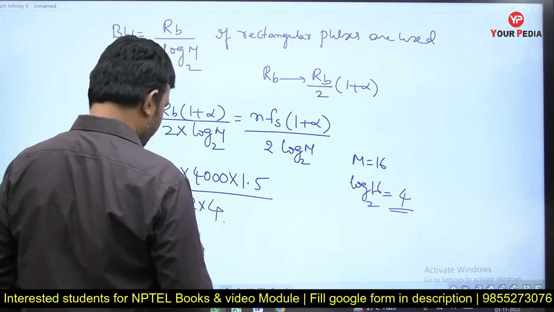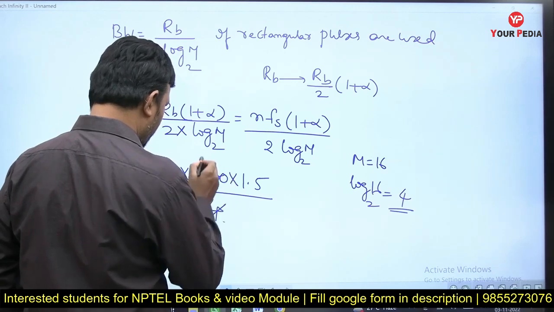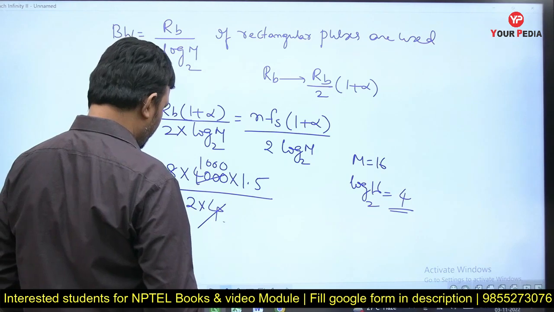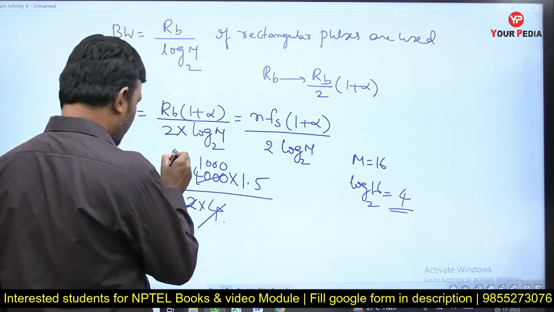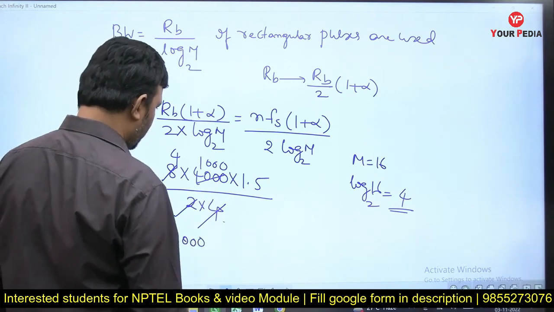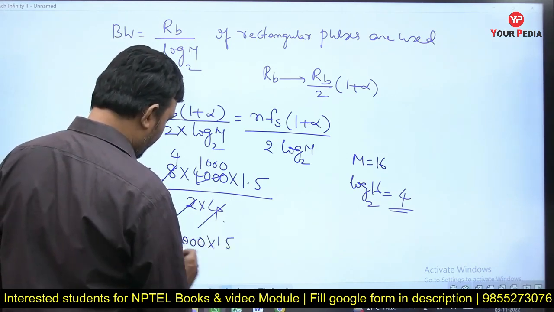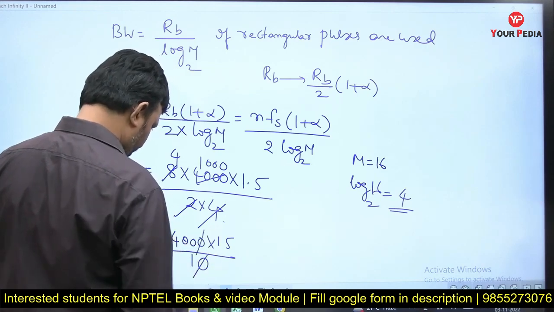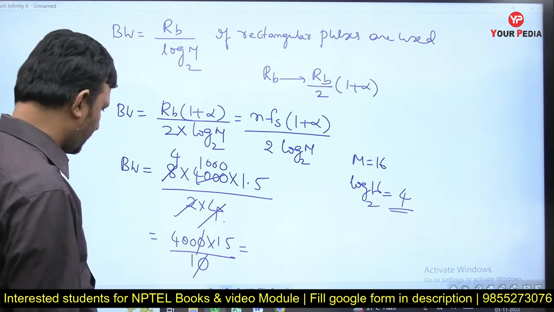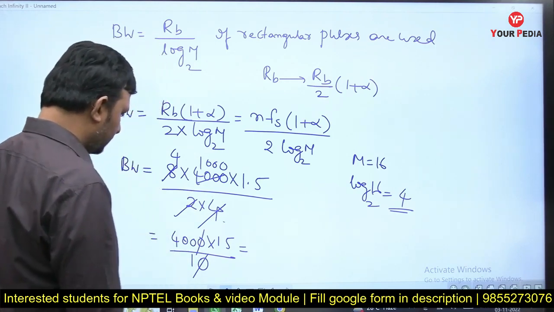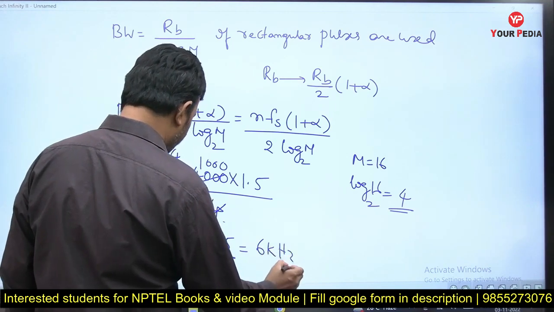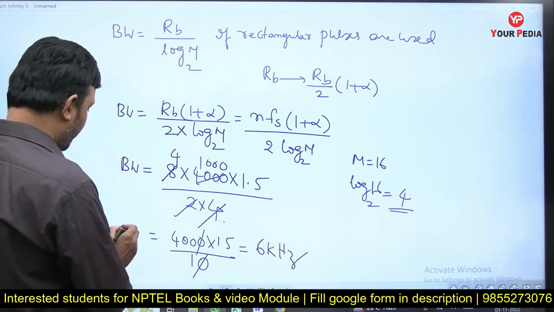Now what will happen? 4,000 times, this will go 1,000 times, and this will go 4 times. So 4,000 into 1.5 by 2 into 4 gives 6 kilohertz, isn't it? 6 kilohertz. So bandwidth is 6 kilohertz.